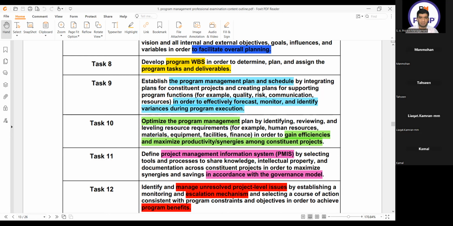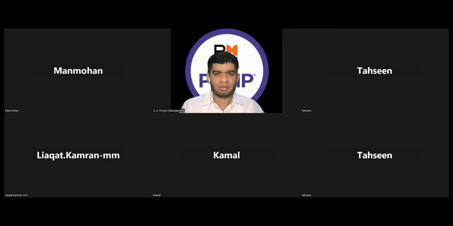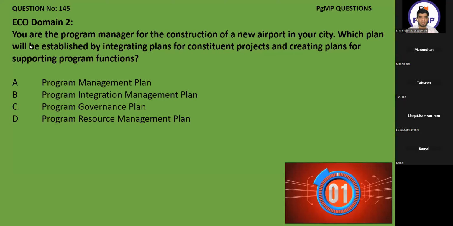You will get a question like this in the exam, so don't get trapped. Is it clear to everyone? So in this question 145, the correct answer is A, simply the program management plan.